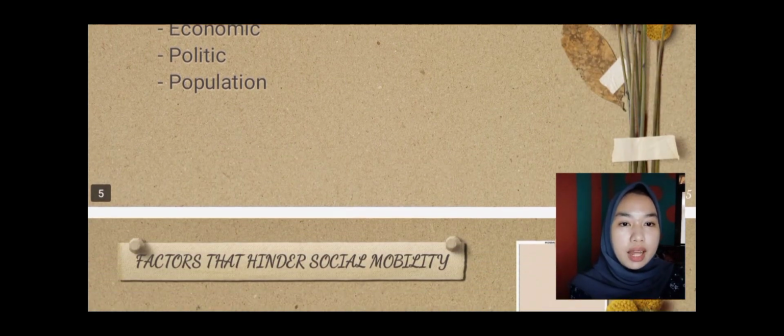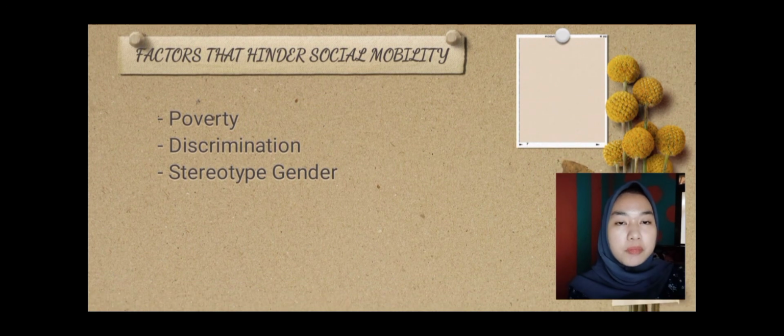For the next slide, factors that hinder social mobility. There are three. The first is poverty, the second is discrimination, and the last is gender stereotype. For the first, poverty. People who experience poverty will find it difficult to achieve certain social status. One of the causes of poverty is low education.